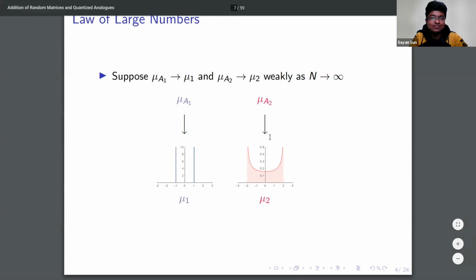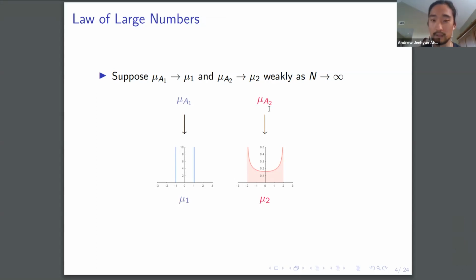Okay. And so, yeah, for this particular example, you would have convergence to this type of mu1. And you could also have some more complicated distributions. So you could have A2 with a more complicated distribution on the eigenvalues so that it converges to this shape here, which is the arcsine law.